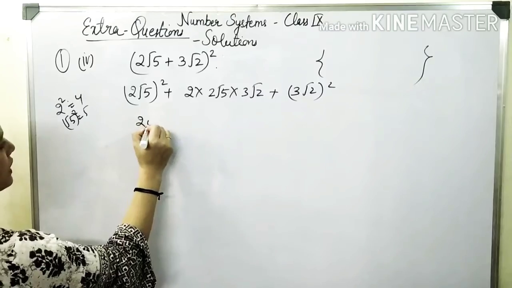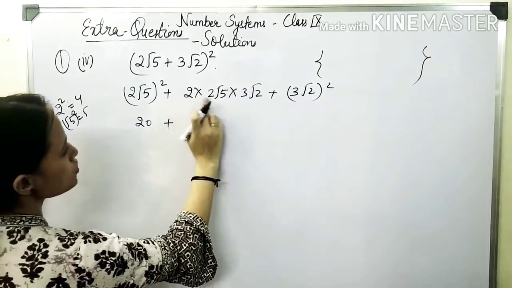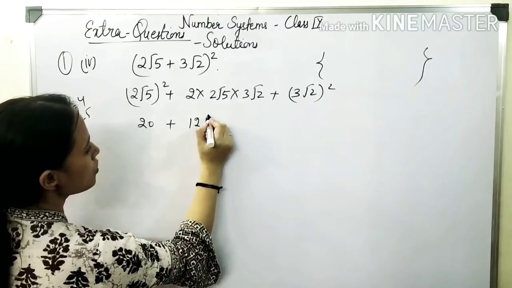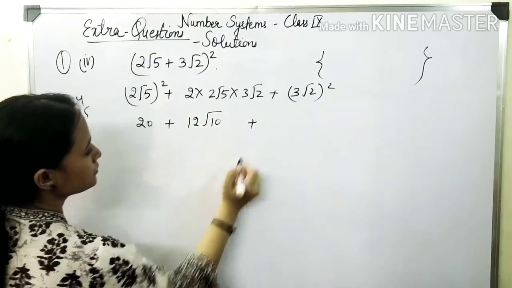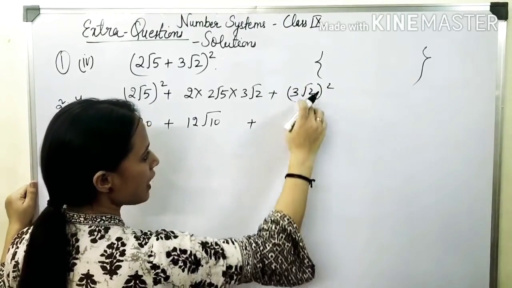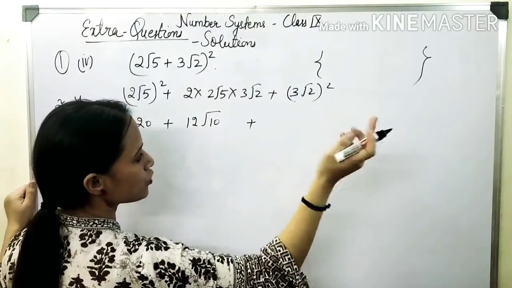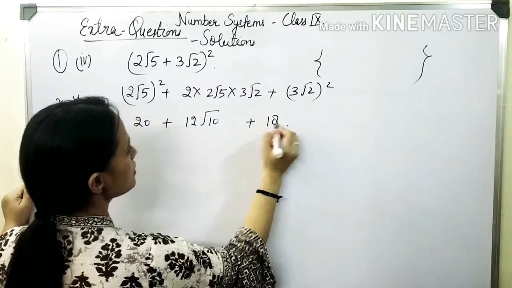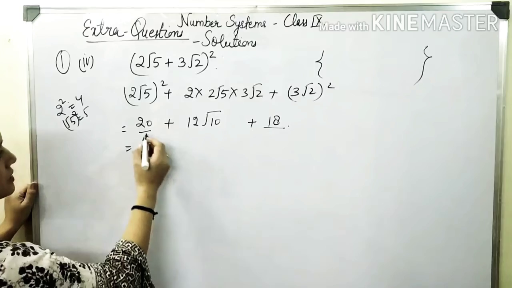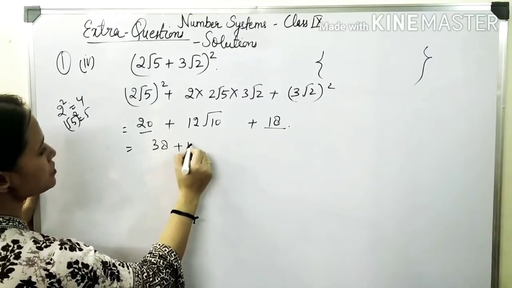So this is 20 plus 2 2s are 4, 4 3s are 12, and 12 root 5 into root 2 will give you root 10. Then 3 root 2 whole square, 3 square 9, and root 2 into root 2 will give you 2. So 9 2s are 18. Further we can add these numbers. This will give us 38 plus 12 root 10.